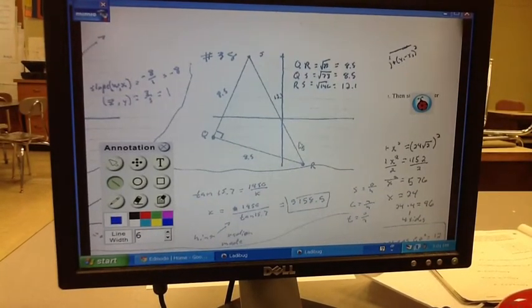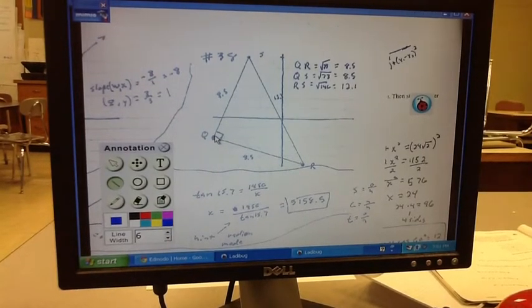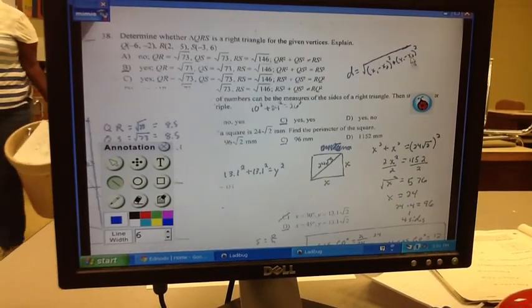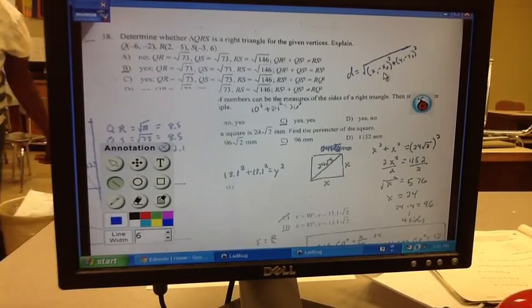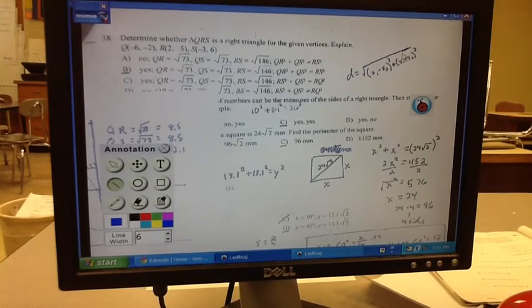First thing I did, I graphed the points. I think this is my right triangle, but we're not sure. We need to prove it. I found the distance from Q to S. Use that formula if you need to. You've already had it in questions 1 through 7, but it's x1 minus x2 squared plus y1 minus y2 squared. Do the square root of all that.